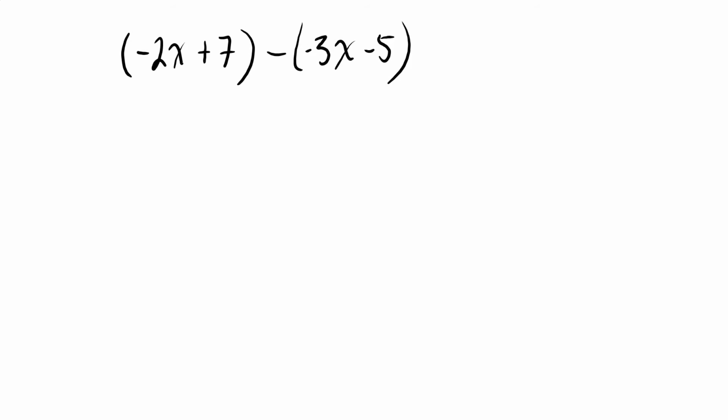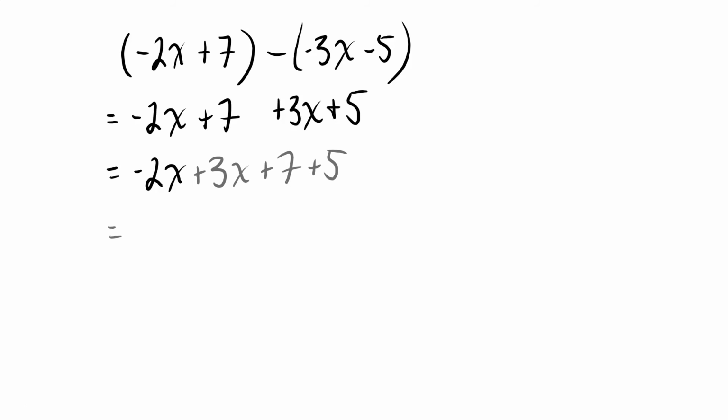Negative 2x plus 7 minus, in brackets, negative 3x minus 5. Again, that negative, it's a negative 1, remember, multiplies both of those terms, but we've got a negative times a negative, so that means we've got a positive. So we have plus 3x, and again a negative times a negative, so we've got a plus 5. We've got a negative 2x plus 7. We'll go ahead and collect the like terms. Negative 2x plus 3x is just x, and 7 plus 5 is 12.